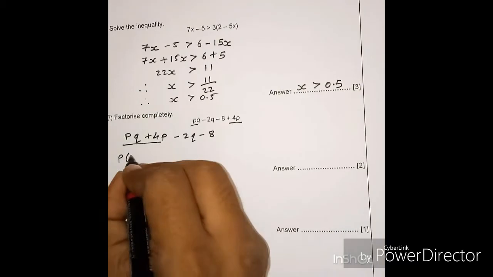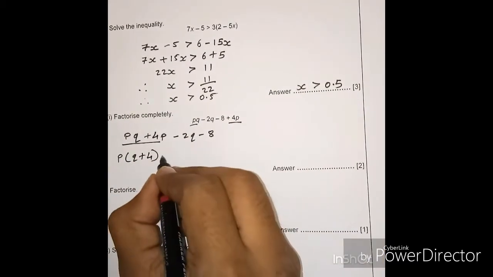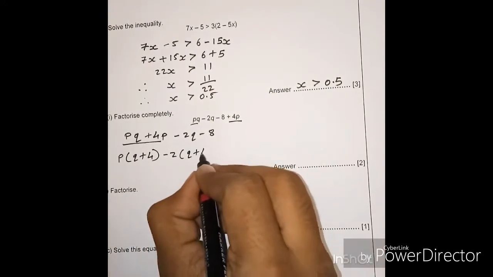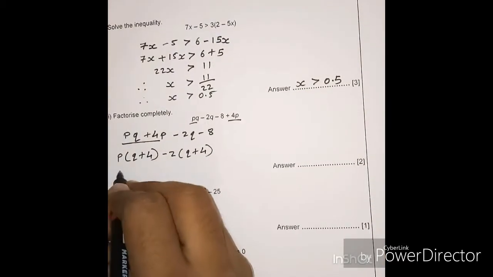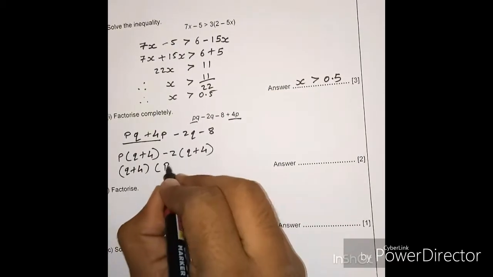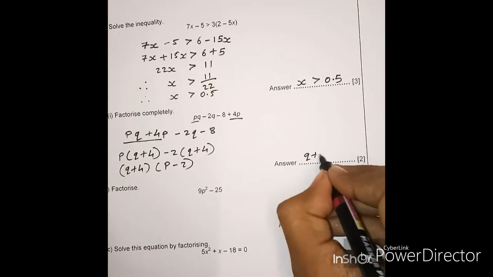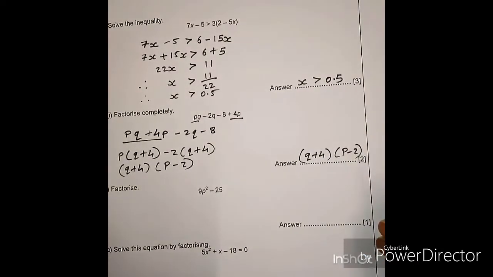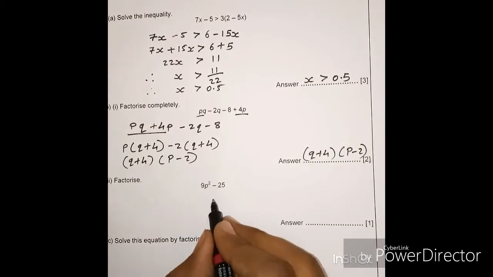So what will remain in the bracket is q plus 4, and in this term you can take minus 2 common, then in the bracket you will have q plus 4. Now from this whole term you can take q plus 4 common, and in another bracket you will have p minus 2. So this will be your final answer, q plus 4 in one bracket and p minus 2 in another bracket.